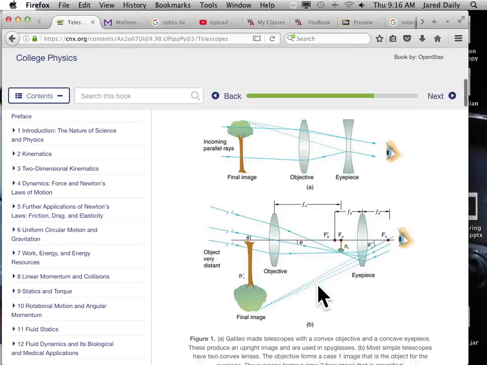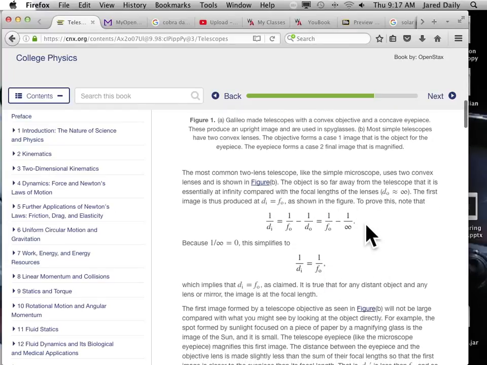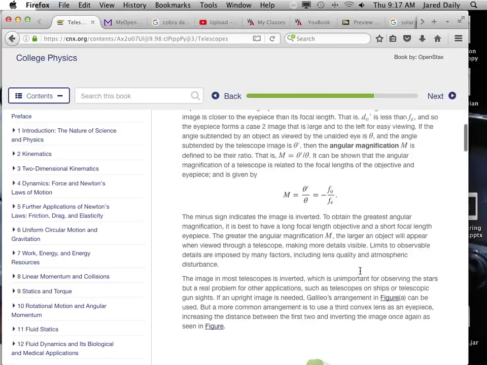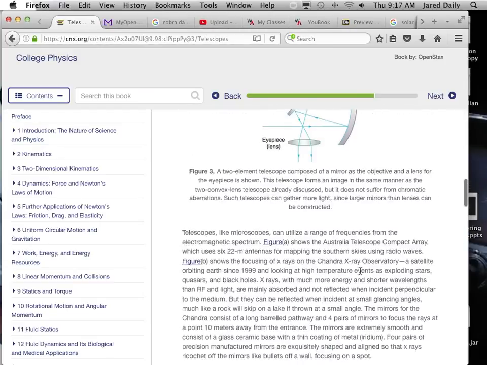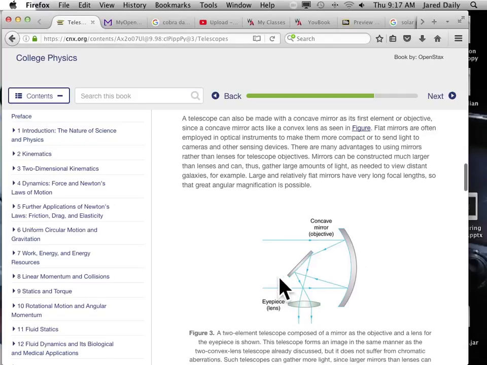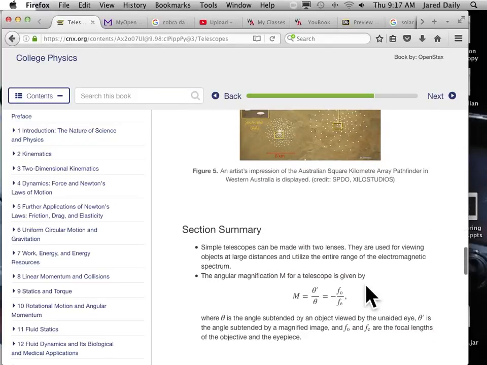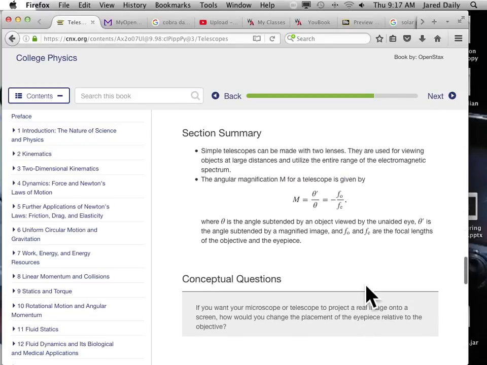Okay? So in the equation, you just put in 1 over infinity for the eyepiece, for when you're doing the objective equation. And you can also do a mirror telescope. But it's the same equations, the same calculations.